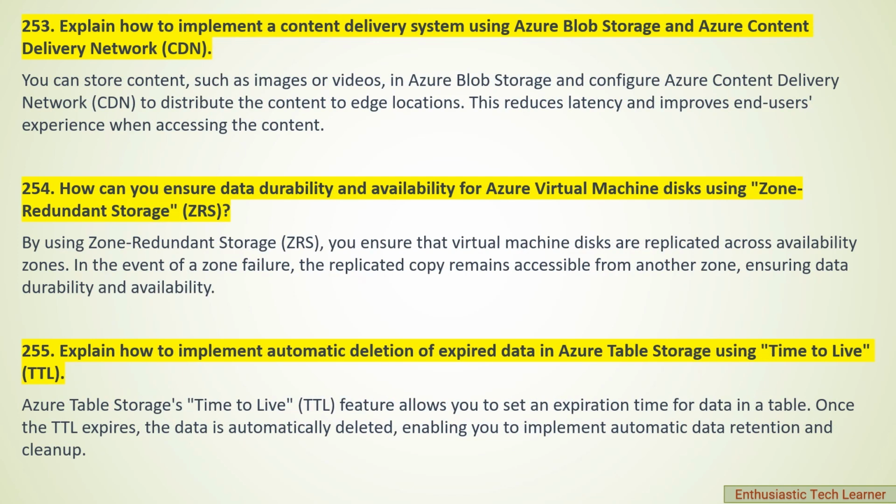Explain how to implement a content delivery system using Azure Blob Storage and Azure Content Delivery Network (CDN). You can store content, such as images or videos, in Azure Blob Storage and configure Azure Content Delivery Network (CDN) to distribute the content to edge locations. This reduces latency and improves end users' experience when accessing the content.